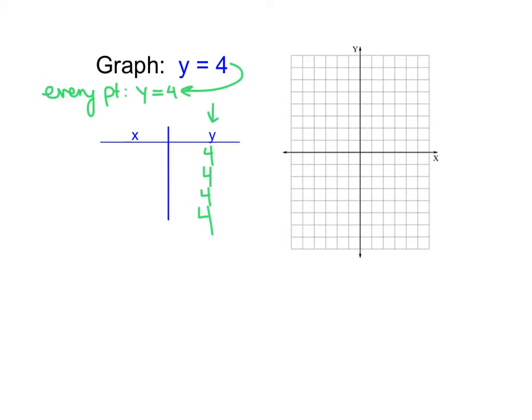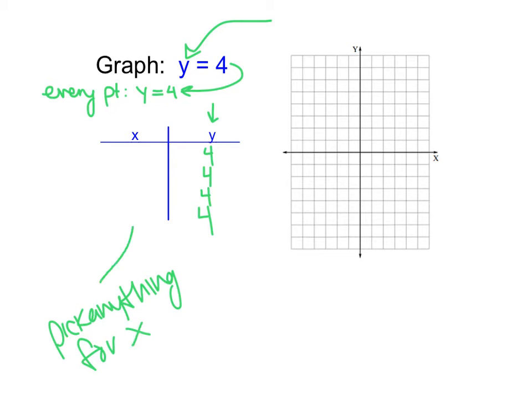Now, the cool part about this is that there aren't any restrictions on x. They don't tell us anything about x here. It's only y. Y has to be 4. So we can pick anything for x here, because there's no stipulations for it. So we could pick negative 5, 0, 4, and negative 3. It doesn't matter. We can pick whatever values for x we would like.